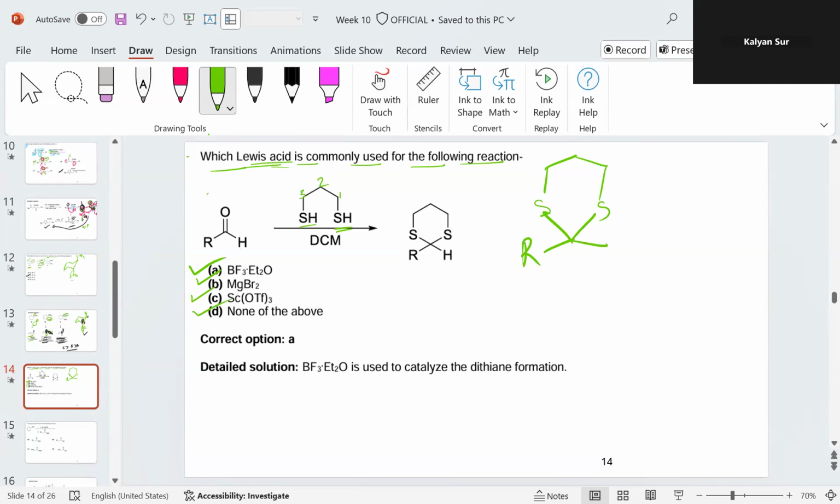BF3 etherate coordinates in this fashion. This bond gets polarized, and therefore this SH attacks this carbonyl. So the first reaction goes in this manner. If you look at the mechanism, it will be this O, BF3. This will be negatively charged now.